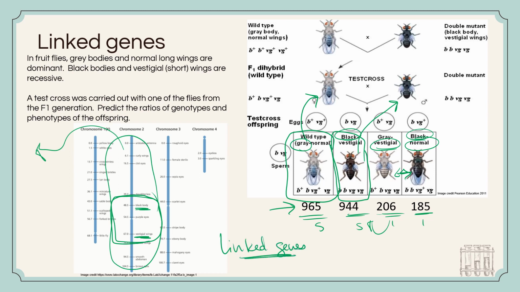Linked genes are traits that are coded for, have genes that are on the same chromosome. And interestingly, the more closely they are located on the chromosome, the more likely they are to be inherited together. Linked genes are commonly inherited together because the sequences of DNA that code for those phenotypes are on the same chromosome. So super cool, right? So cool.